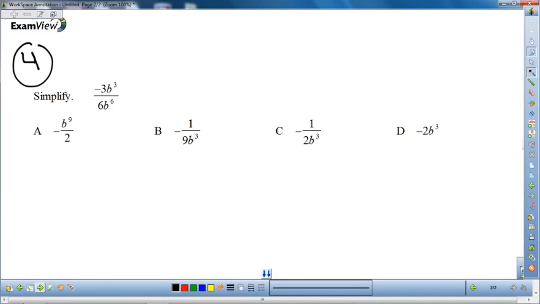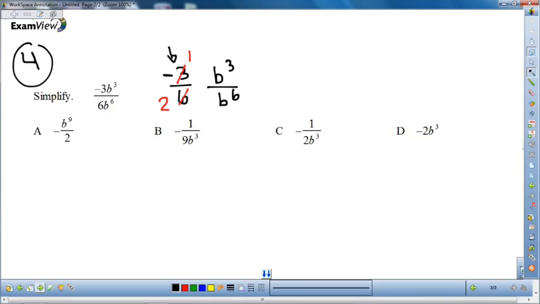For number 4, I'm going to go ahead and put my numbers together and then the b's together. That way you can see and you can visualize it in your head what we're doing. So it's a negative number, not a negative exponent, so I'm not going to move the 3 to the denominator. It's going to stay on top, but I am going to reduce it. And I'm going to reduce it by 3. 3 goes into 3 1 time. 3 goes into 6 2 times.